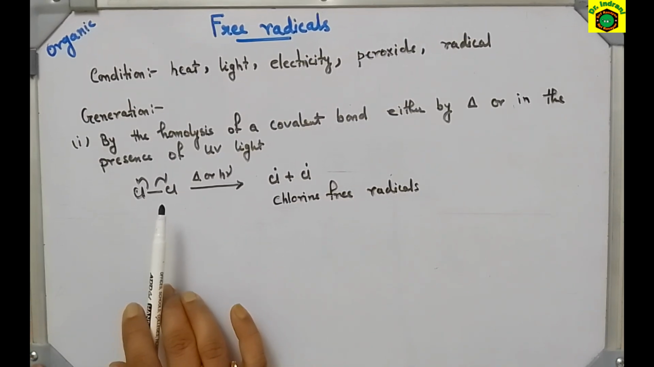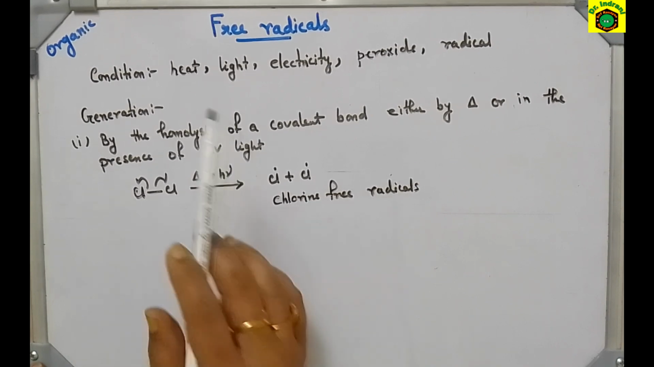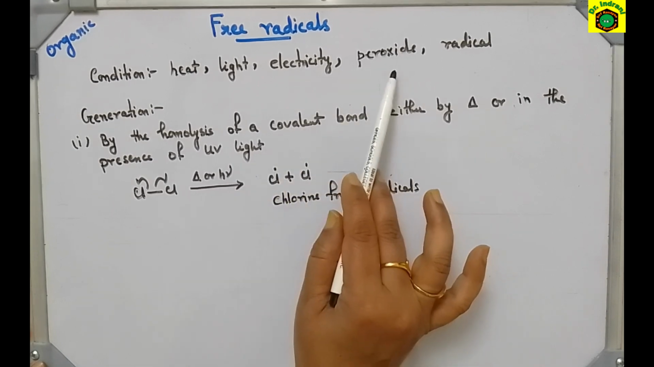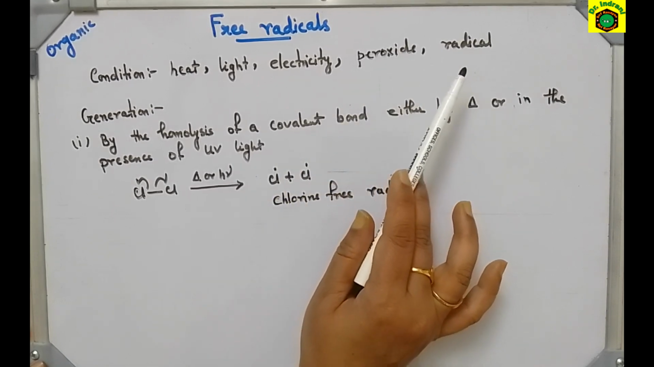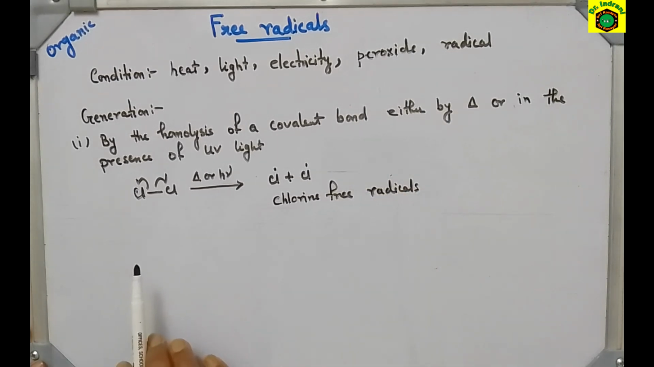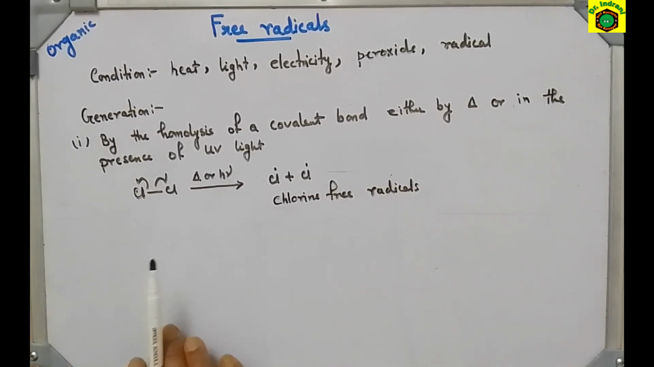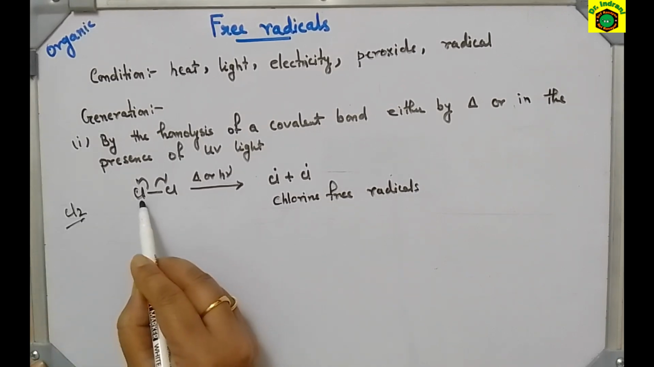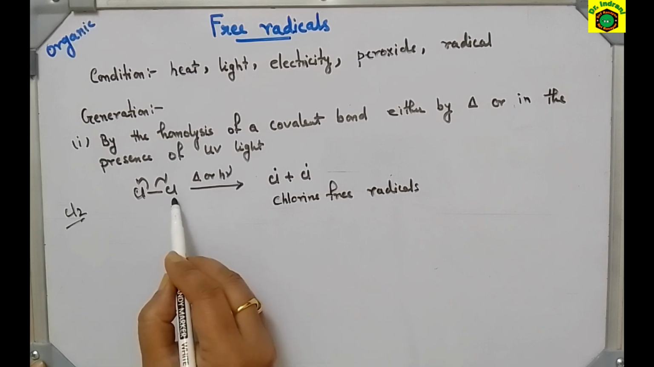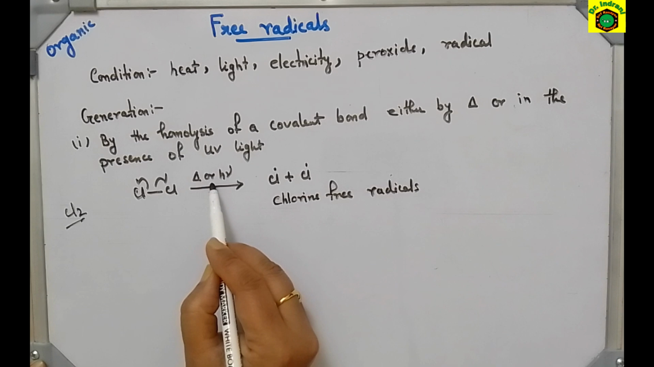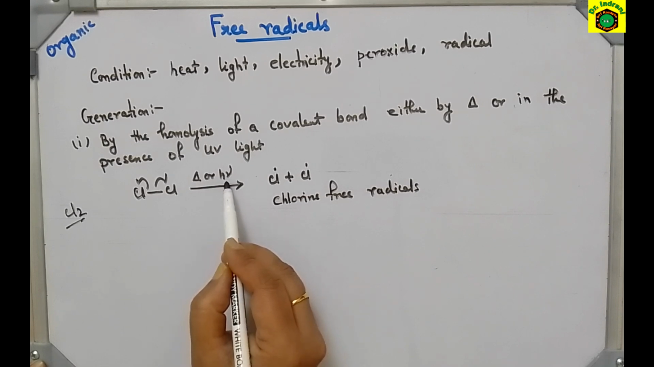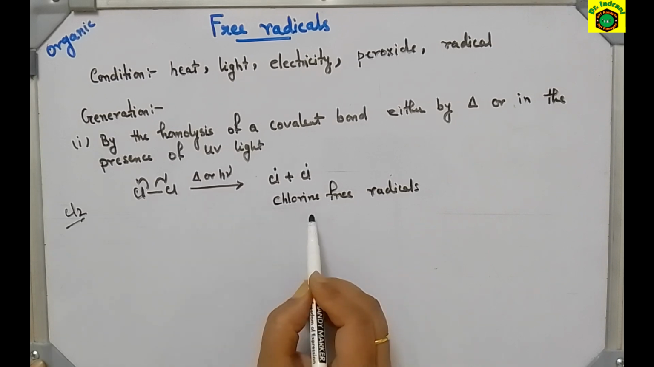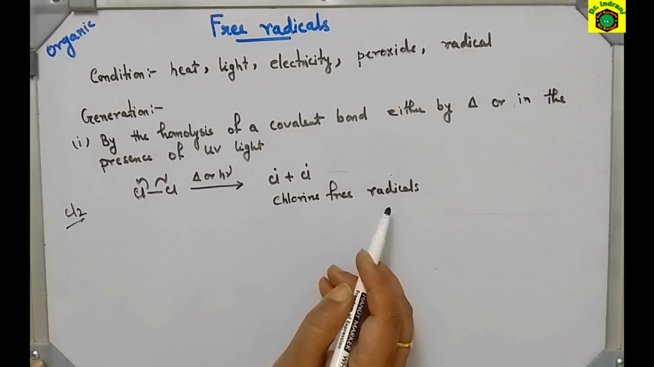Now see condition for the generation of free radicals. In presence of heat or light or electricity, or in presence of peroxide, or in presence of another free radical, free radicals are generated. Generation method number 1. In chlorine molecule, there is no electronegativity difference between the atoms. So in presence of heat or UV light, symbol is h nu. What will happen? Homolysis will take place. You will get chlorine free radicals.